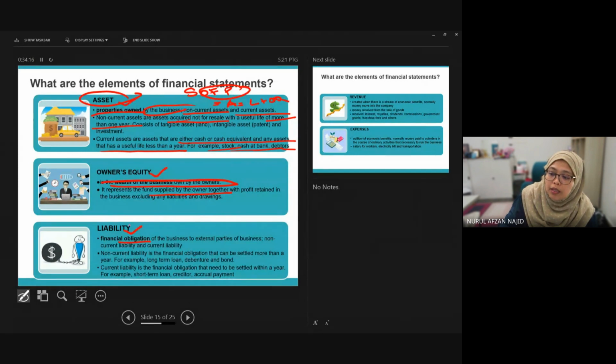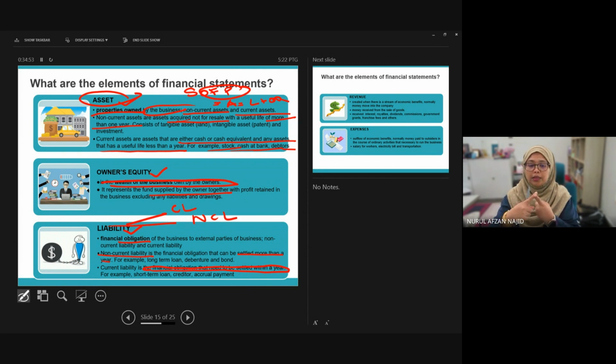So dia juga terbagi kepada dua, iaitu current liability dengan non-current liability. So current liability more on financial obligation that need to be settled within a year. Maksudnya pinjam hari ini dalam masa setahun bayar. Itu dipanggil sebagai current liability. Tapi kalau non-current liability adalah yang kita perlu settle more than a year. Contohnya long term loan. So kita pinjam untuk 10 tahun. So 10 tahun nanti baru habis kita punya financial obligation tu. Itu dipanggil sebagai non-current liability.